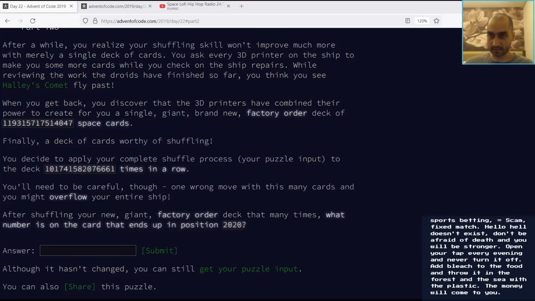What the heck is this? Twitch scam U19. Not suspicious at all. Long live chaos, something something, scam, fix match, hello. Open your tap every evening to bleach to... Okay. Thank you for that. What is that even a scam? No link or anything. Okay.